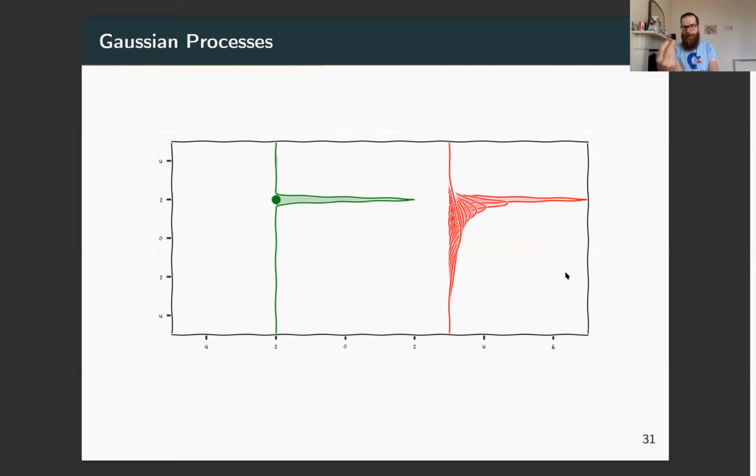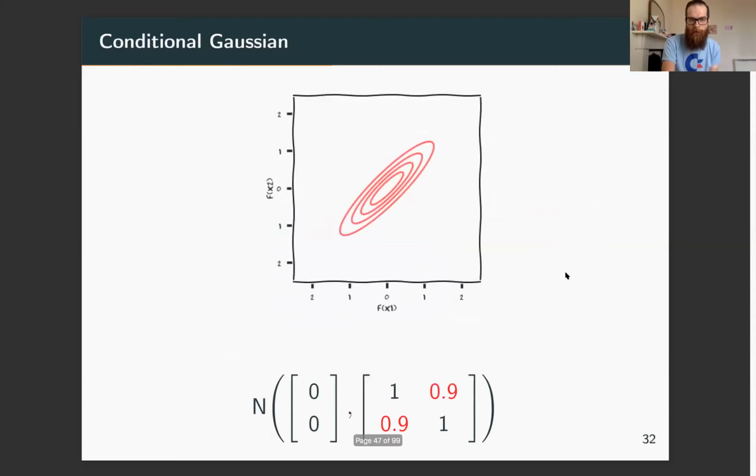And this is the behavior that we really want to specify. This is how we're going to try and think about functions. We're going to think about functions as how these slices interact with each other. And the way we're going to do that is saying that both of these slices are jointly Gaussian. So rather than thinking about these one-dimensional slices, I'm now going to think about a two-dimensional Gaussian.